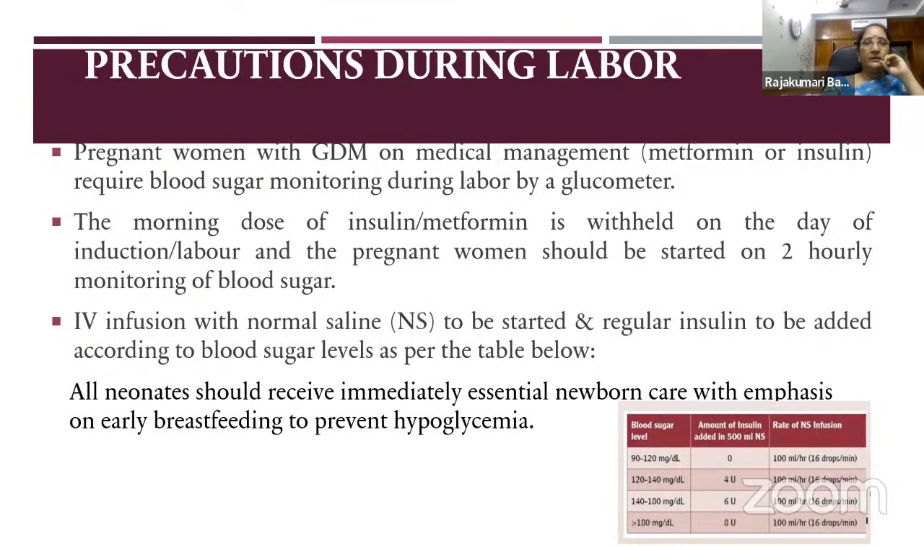What precautions do we have to take during labor? Pregnant women with GDM on medical management require blood sugar monitoring every 2 hours, and the morning dose of insulin or metformin is withheld. IV infusion with normal saline is to be started, and regular insulin is to be added according to the blood sugar levels. If it is around 90 to 120 milligrams, we need not add insulin. If it is 120 to 140, 4 units. 140 to 180, 6 units. If it is more than 180, 8 units are to be added.